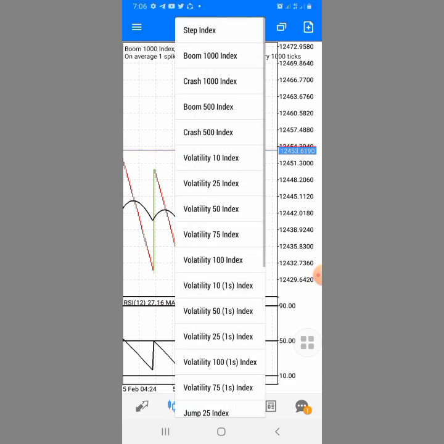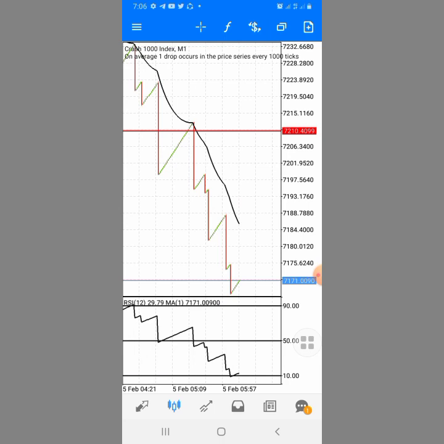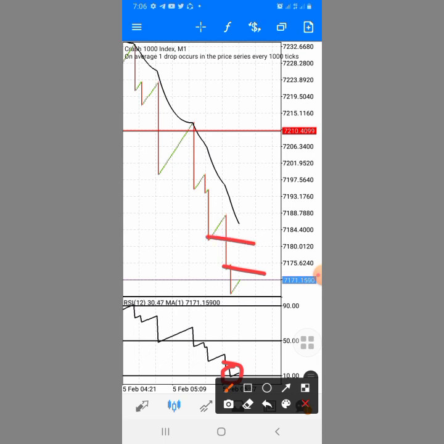Or let me check if we can get Crash 1000. Already this is a buy, a little buy. I told you earlier, once you see something like this happening, you prepare for a short buy. At least your buy will reach up to this point. This level is your first take profit before you now go to this level. These are your TPs, and you could see how these things are respecting this line here. You see that?